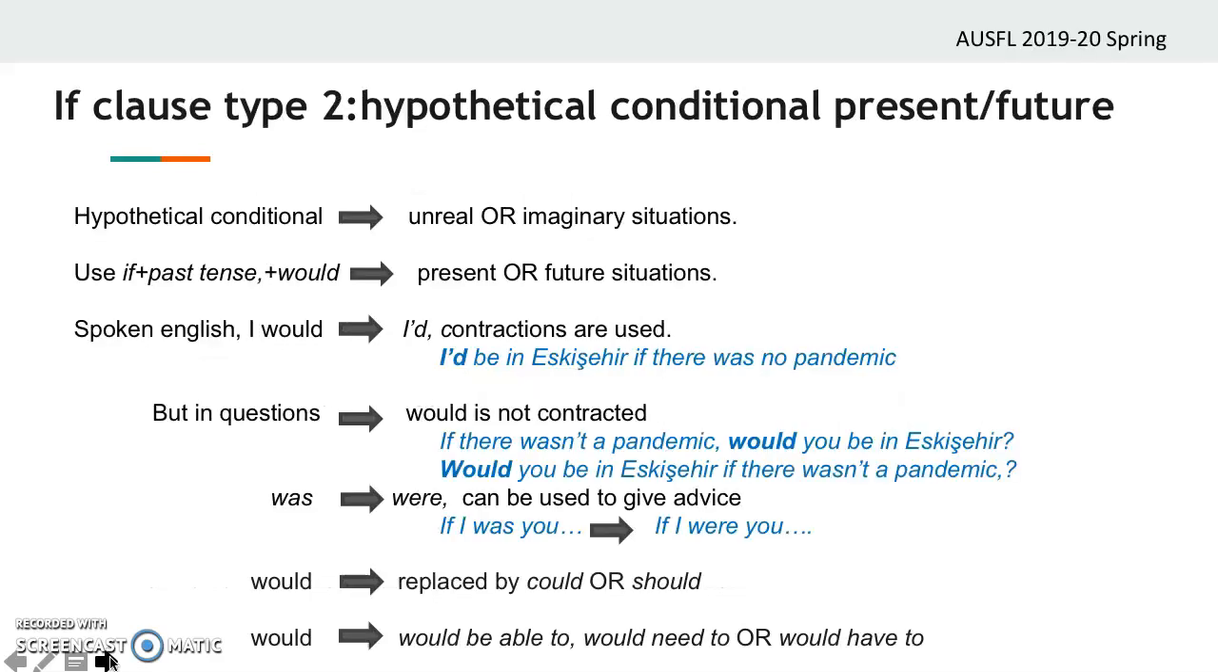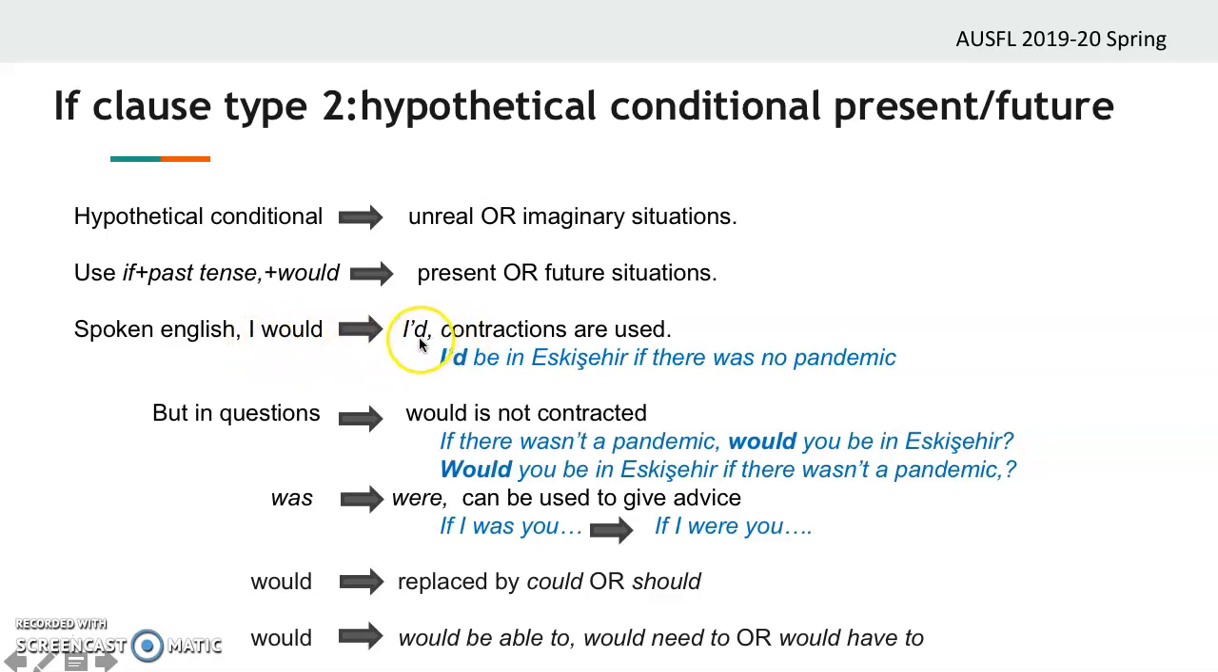Okay, now let's look into the rule a bit more detailed. First, we use the hypothetical conditional for unreal or imaginary situations. The sentence structure is: if, the simple past, comma, and would as a result clause. But it's not used for the past, it is used for the present, for right now, and even future situations, like the example in Italy.